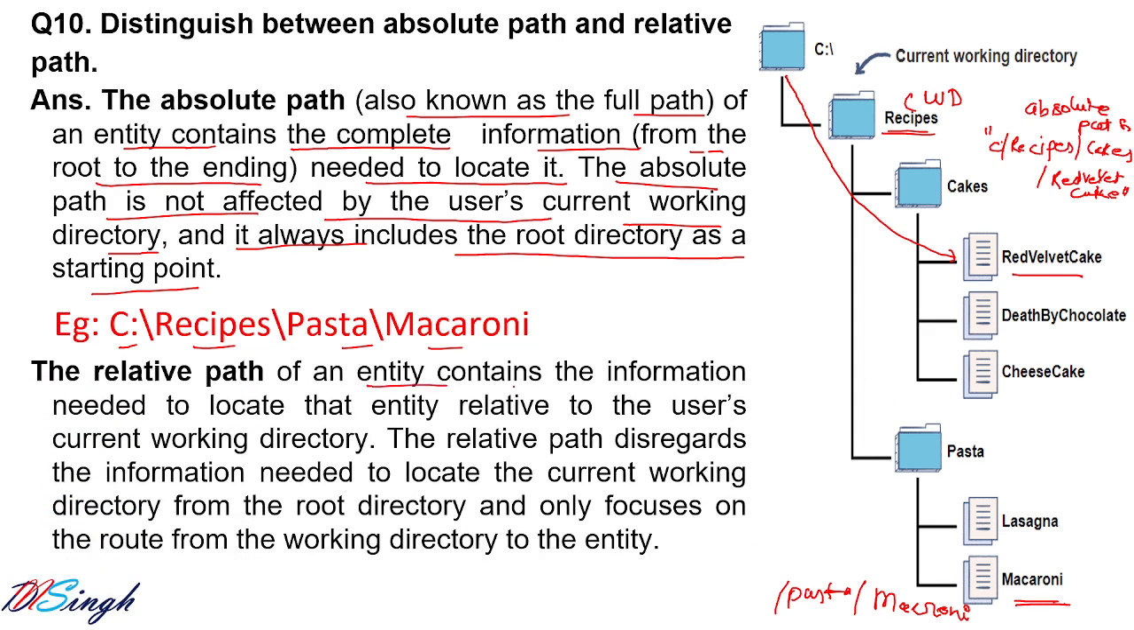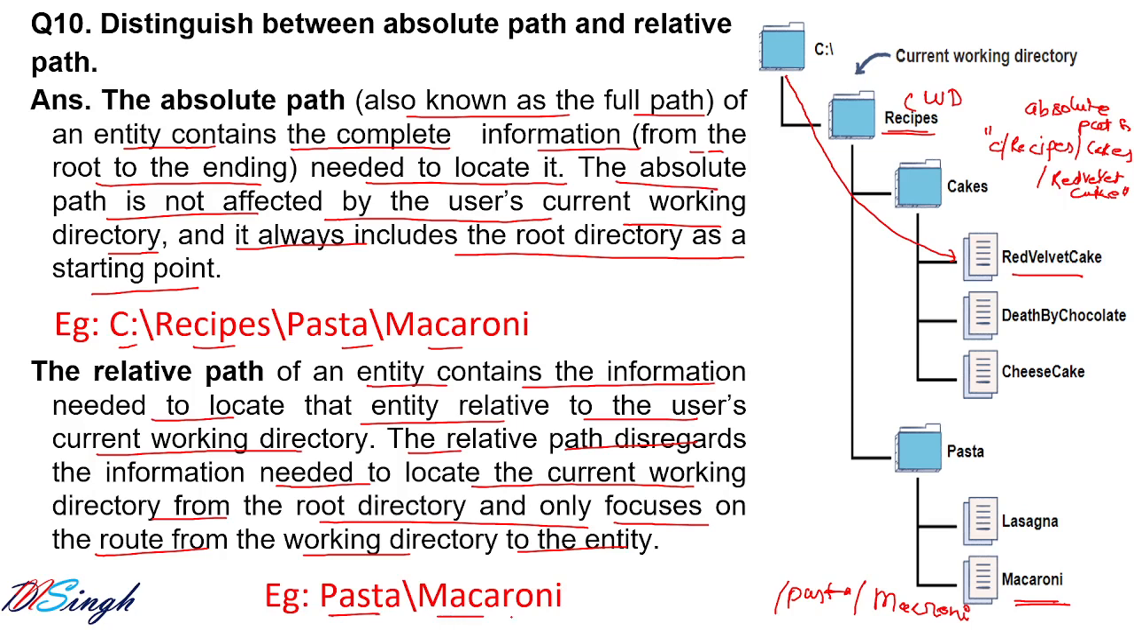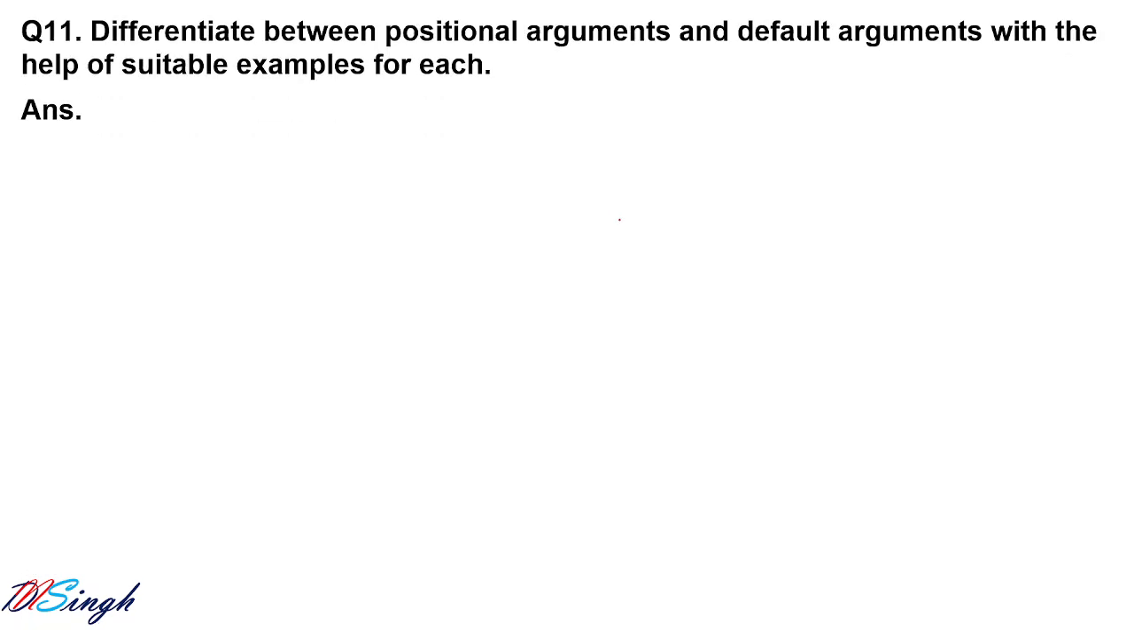The relative path of an entity contains the information needed to locate that entity relative to the user's current working directory. So the reference point for the relative path will be the current working directory. The relative path disregards the information needed to locate the current working directory from the root directory and only focuses on the route from the current working directory to the entity you are searching for. So let us see the example like pasta and macaroni, because in recipes, this is our current working directory, I already told. Let us see the next question.